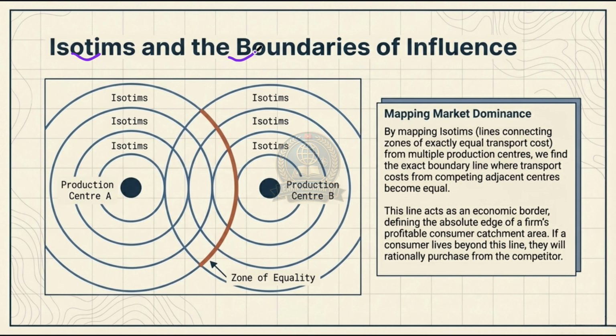Isotims and the boundaries of influence. Mapping market dominance. By mapping isotims, isotim means lines connecting zones of exactly equal transport cost. Okay, equal transport cost is shown as a line and is known as isotims. From multiple production centers, we find the exact boundary line where transport costs from competing adjacent centers become equal. This line acts as an economic border, defining the absolute edge of a firm's profitable consumer catchment area. If a consumer lives beyond this line, he will rationally purchase from the competitor.